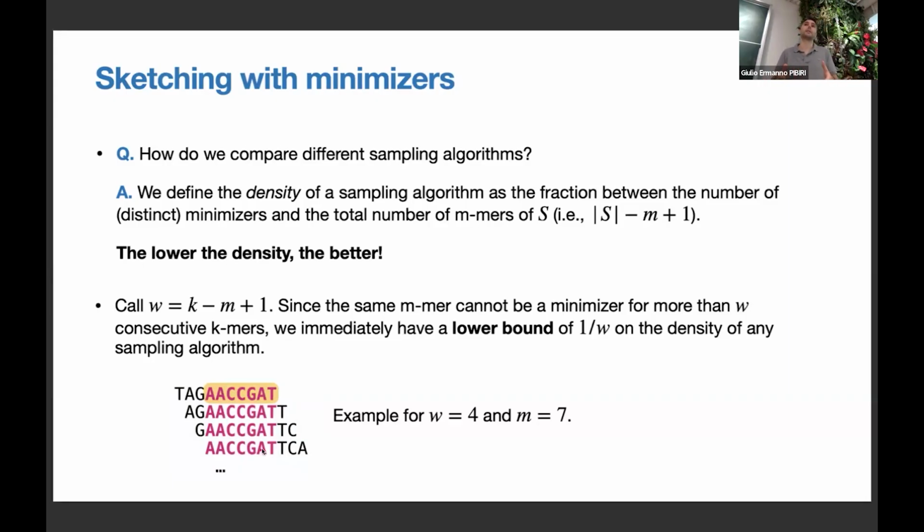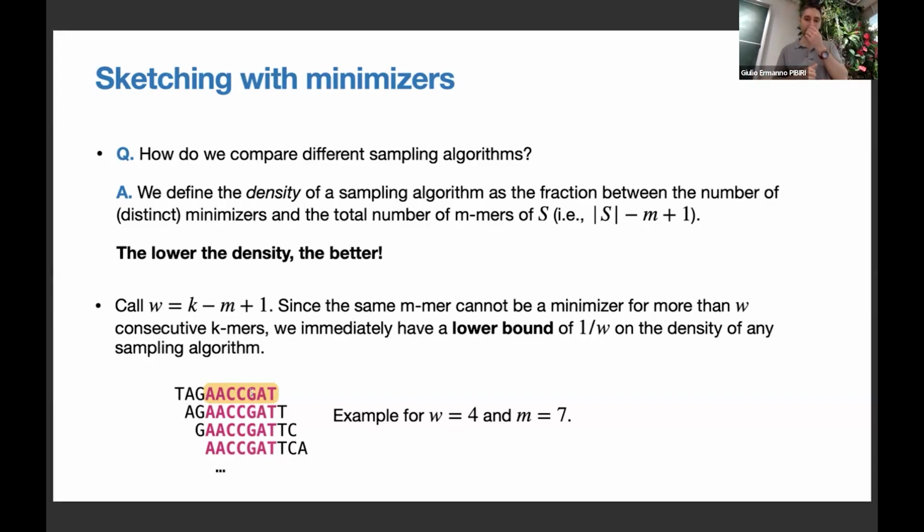So this m-mer lives, let's say, in this window of consecutive k-mers. And so the best I can do is to pick this m-mer, which repeats for at most W consecutive k-mers. So the best I can do is to sample one m-mer out of W. That's the best I can do. So the trivial lower bound to the density is 1 over W.